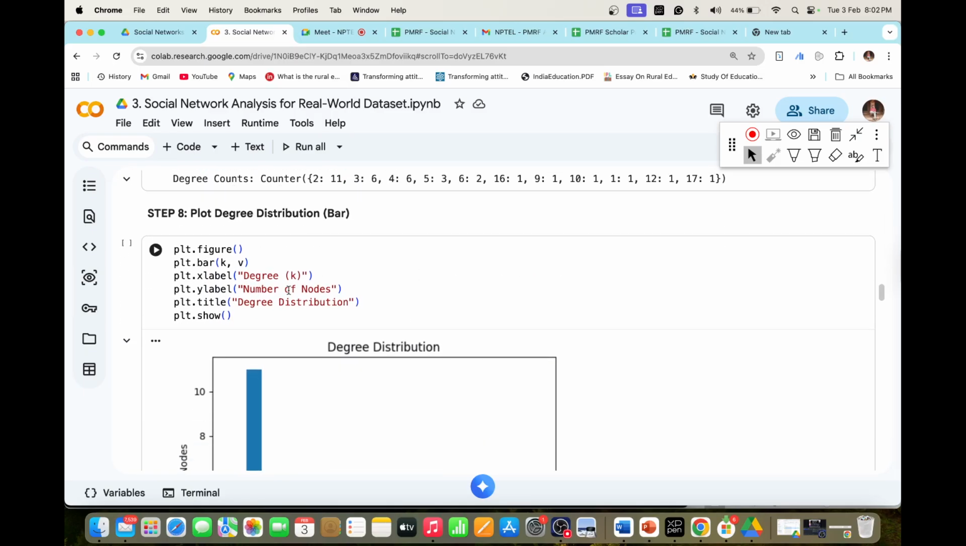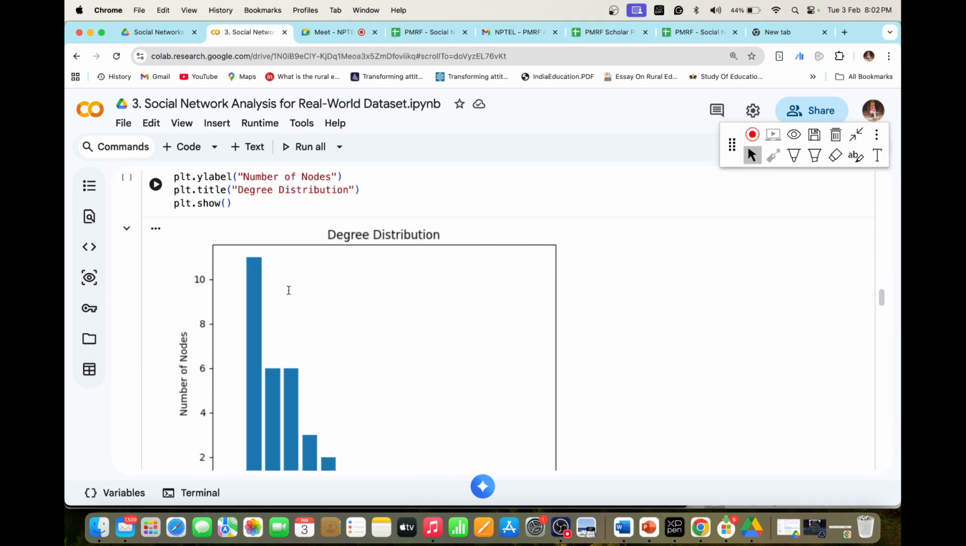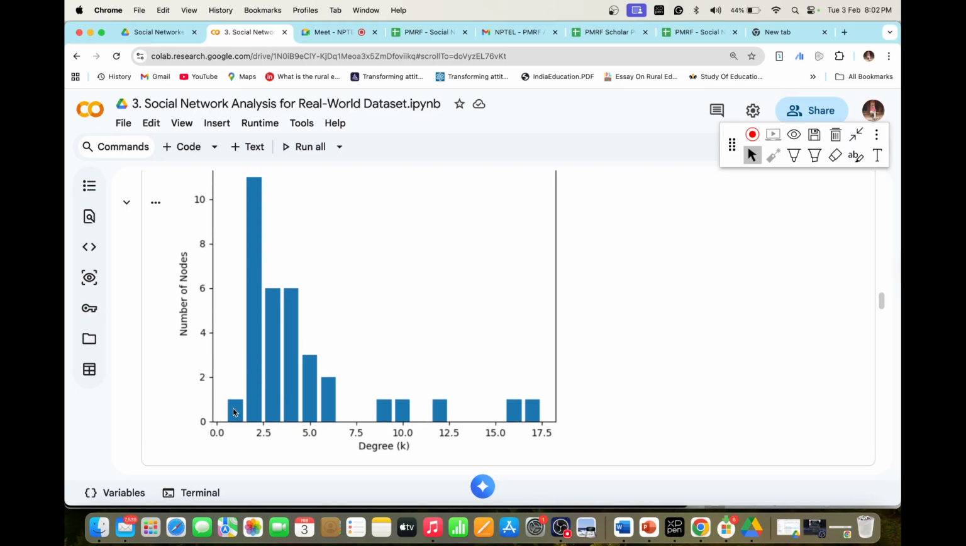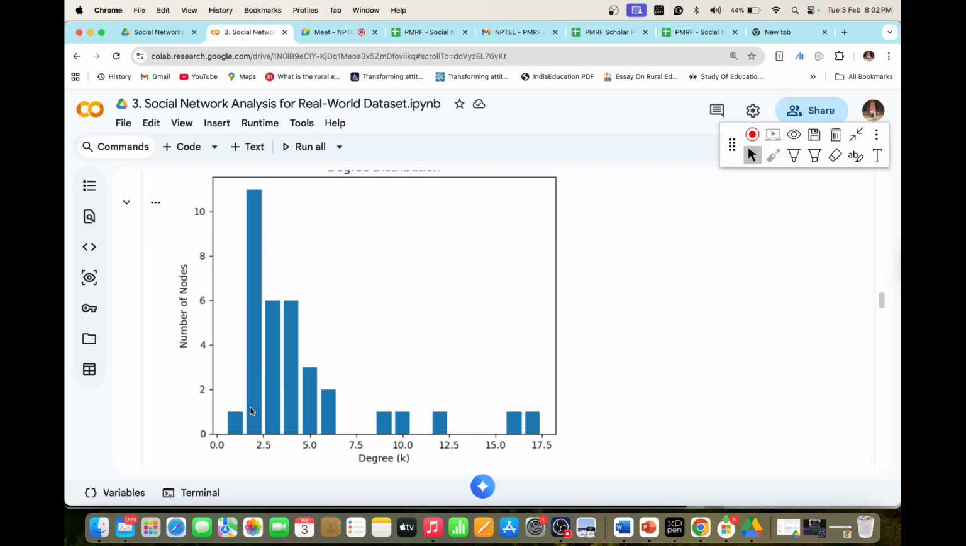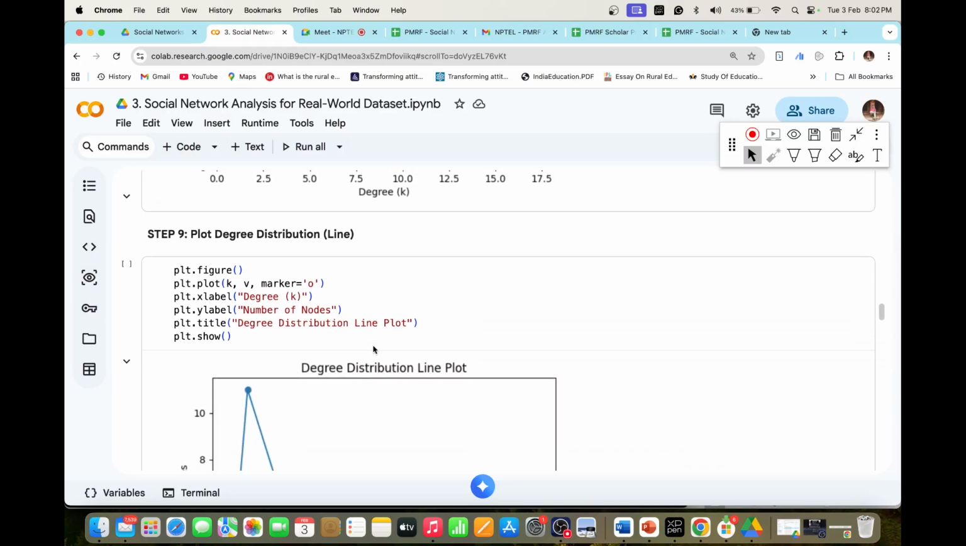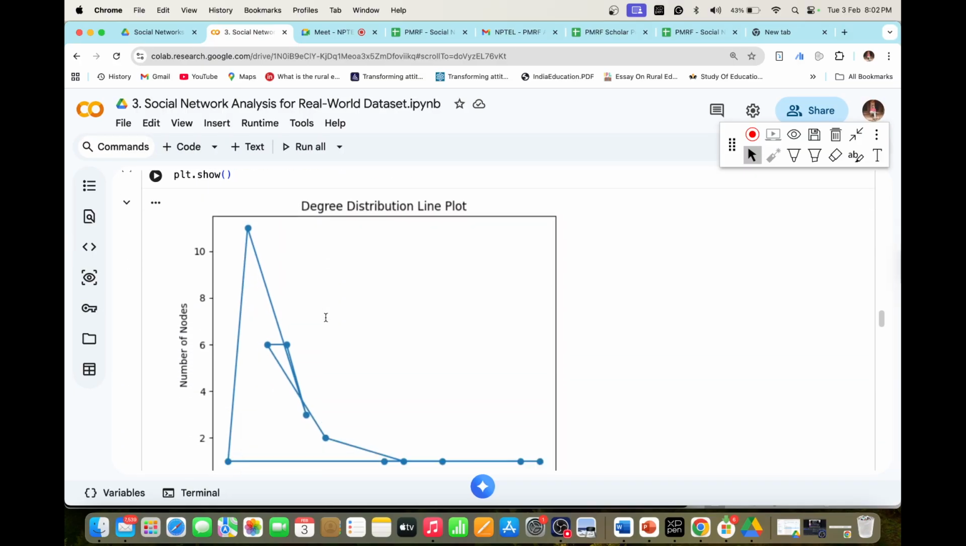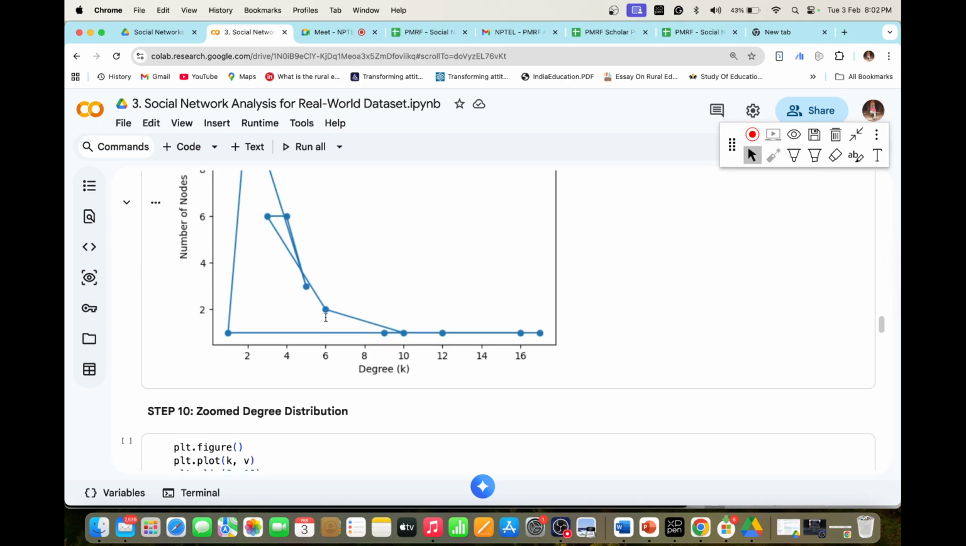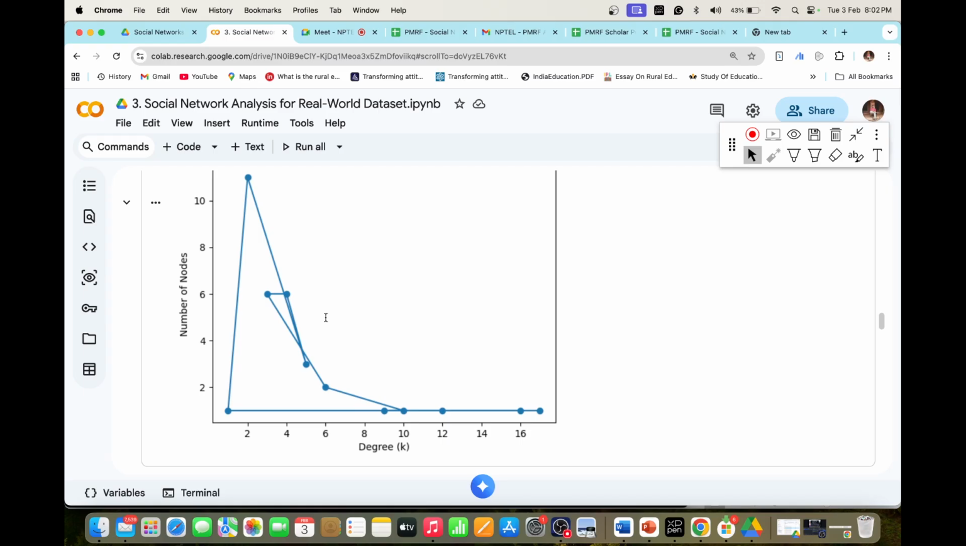Okay, so this is the distribution plot or histogram that we were talking about. You can see degree and number of nodes. For example, for degree number 1 you have number of nodes equal to 1. For degree number 2 you have 11 nodes, like that. So this is how we plot the degree distribution line: number of nodes and degrees.